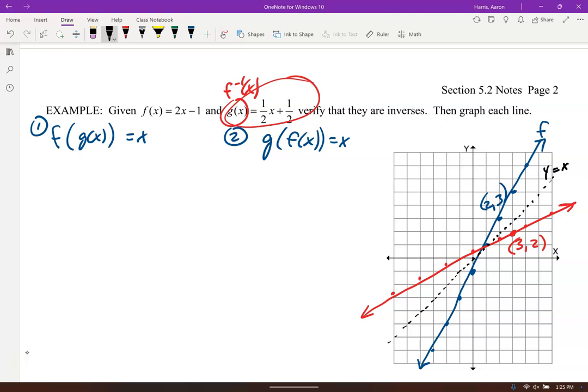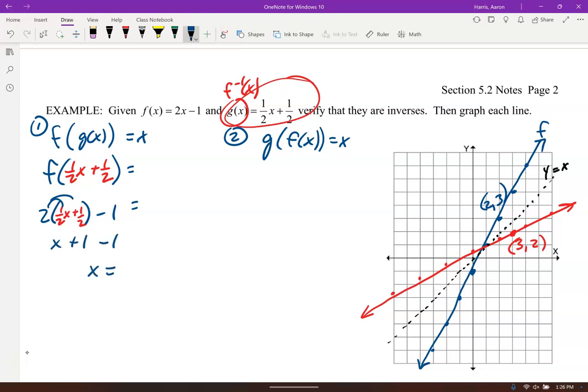So I'm going to go f of g of x. Well, g of x is 1/2 x plus a half. And I'm only working with the left-hand side. I've got to make sure that it's equal to x at the end. So f is 2x minus 1. Well, g goes in: 1/2 x plus a half. Distribute that through. That's x. Sure enough. Did it equal x? Yes, it did. So condition 1 is met.